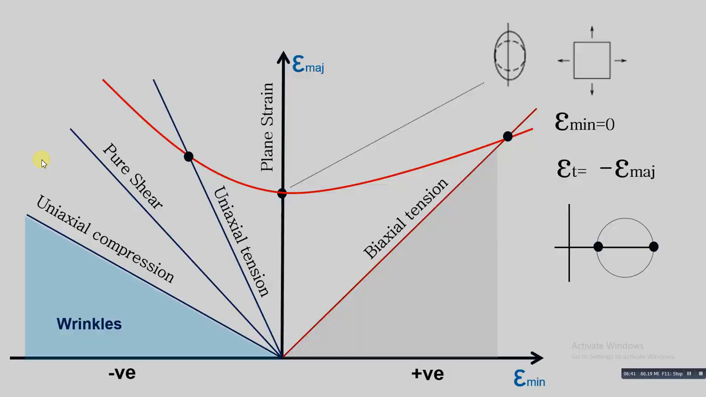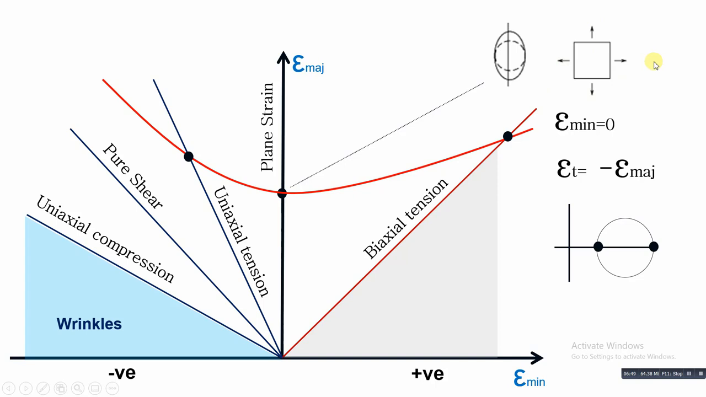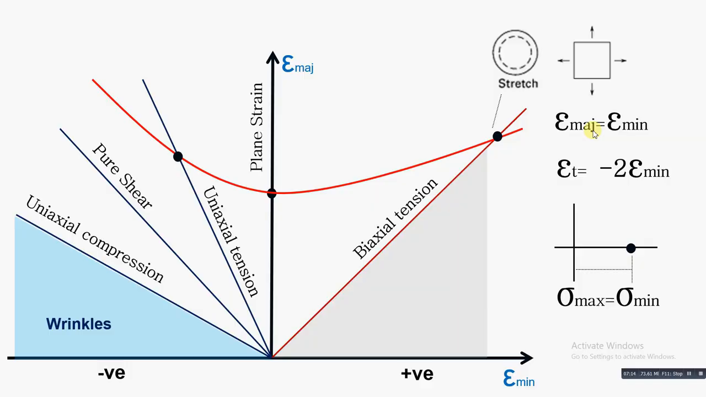Okay, the case of a plane strain. This is the infinitesimal element. We have two normal stresses in both directions, but epsilon minor resulting from this case will be equal to zero, as shown here in this figure. So epsilon t will be equal to negative epsilon major. This is the case here of the Mohr circle. We have two values of normal stress, this is sigma 1 and here is sigma 2, and this results in epsilon minor being equal to 0.